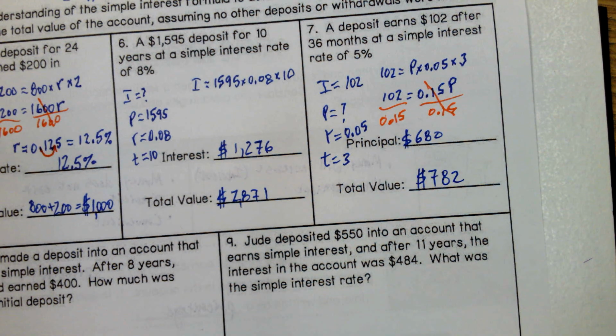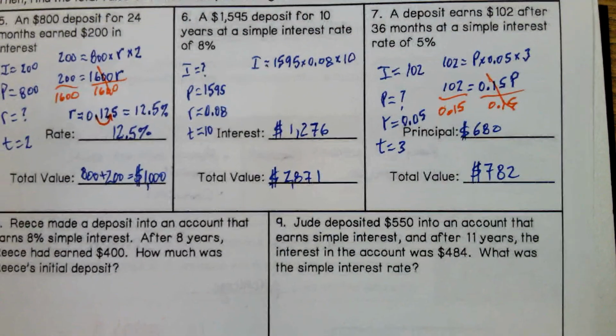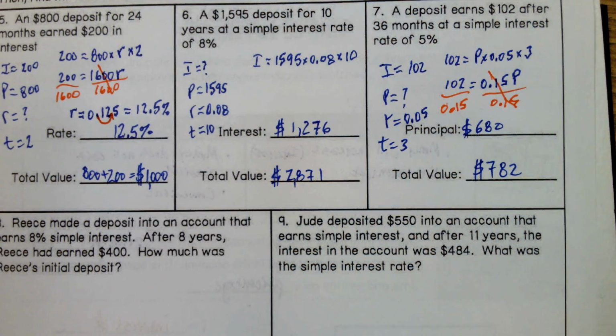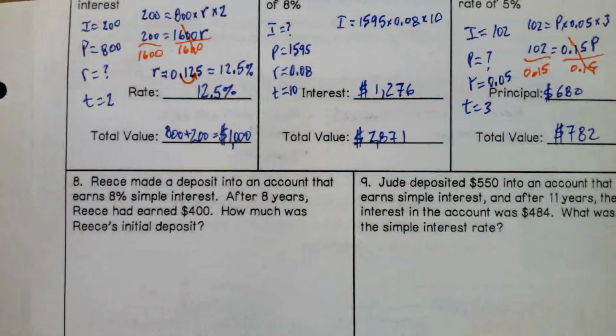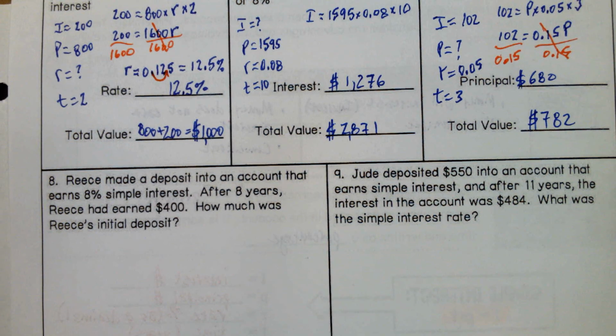all right, I want to get you guys working. I think you guys did a great job on this. Let's try this. Number 8. Reese made a deposit into an account that earns 8% simple interest. After 8 years, Reese earned $400. How much was the initial deposit? I'd like you to try it on your own.